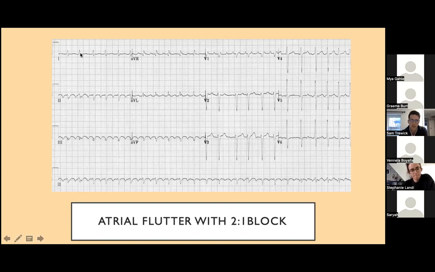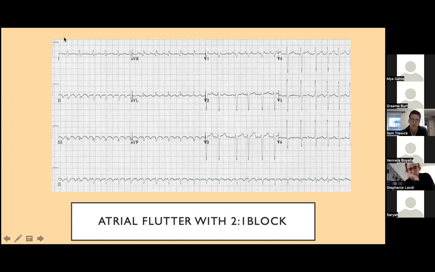So lead 1 is 0, AVF is 90, lead 2 is 60, lead 3 is 120, AVL is minus 30, and AVR is minus 120. They're all divisible by 30. So if you sit down and just memorize that, it's quite helpful.